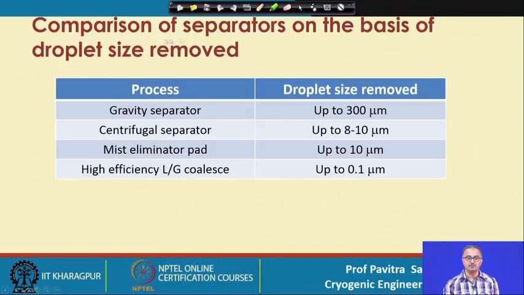Next we come to the comparison of the separators on the basis of droplet size. So we find that all the separators we are having: gravity separator, centrifugal separator, mist eliminator, and this L by G, the liquid gas coalescence. As we move down this particular table, we find finer and finer droplets may be separated by using different types of separators. The coarsest of them is the gravity separator.